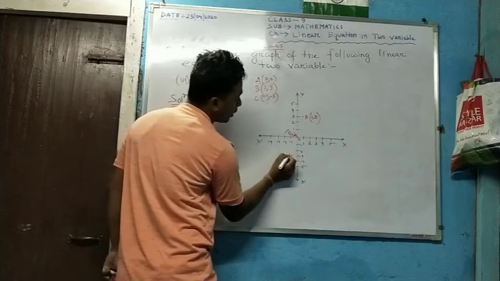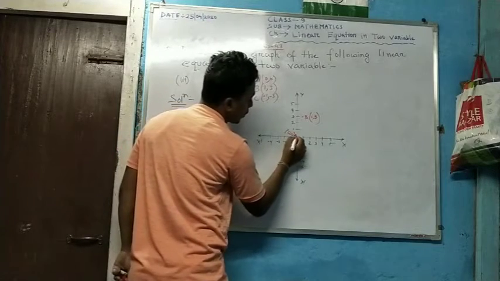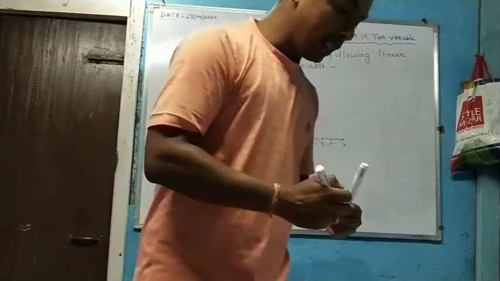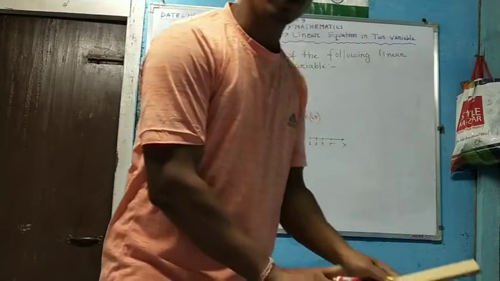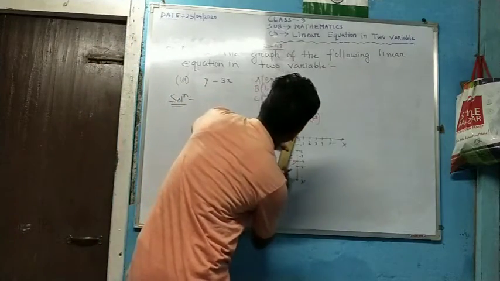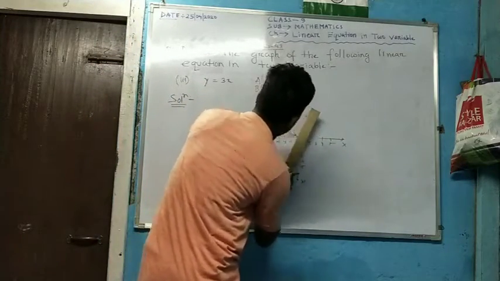Now I have to join these 3 points. As I am drawing on a board, the line may not be straight, but when you draw on graph paper, the line will always be straight, okay? Just keep that in mind. Anyhow, I have to draw these 3 points.